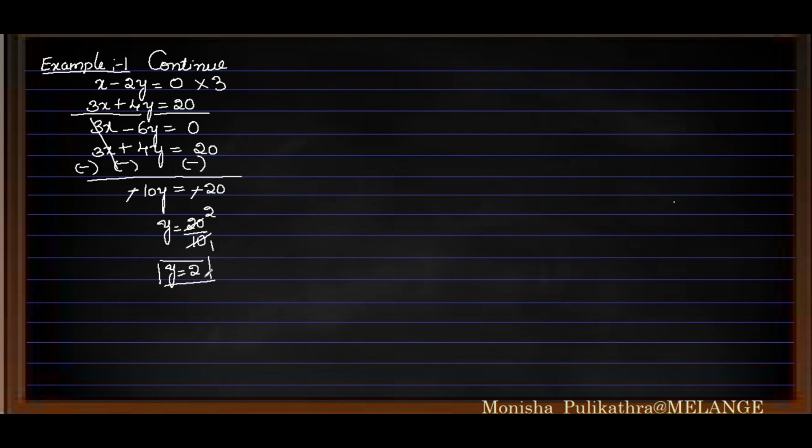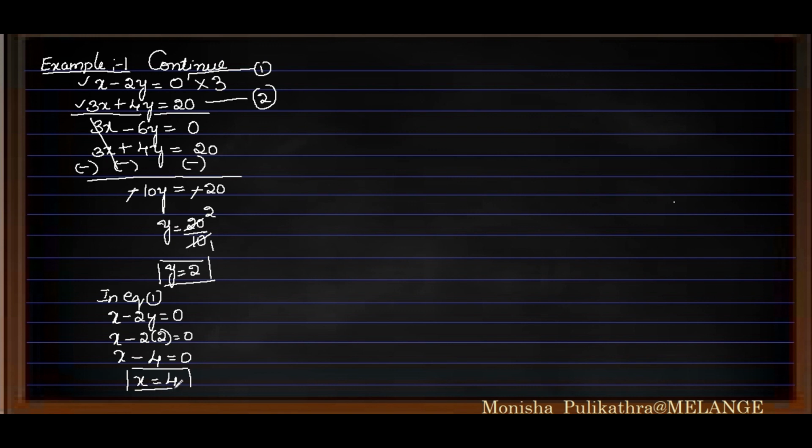After getting the y value, we need to substitute y is equal to 2 in either equation 1 or equation 2. I will be substituting in equation 1. Consider this as equation 1 and this as equation 2. So in equation 1, x minus 2y is equal to 0. x minus 2 into y, which is 2, so x minus 2 twos are 4 is equal to 0. So x is equal to 4. This is the point at which the point of intersection takes place, that is x comma y is equal to 4 comma 2. At x is equal to 4 and y is equal to 2, the point of intersection takes place.